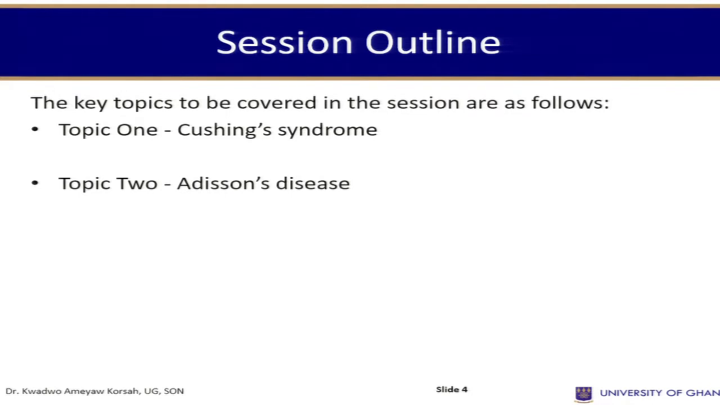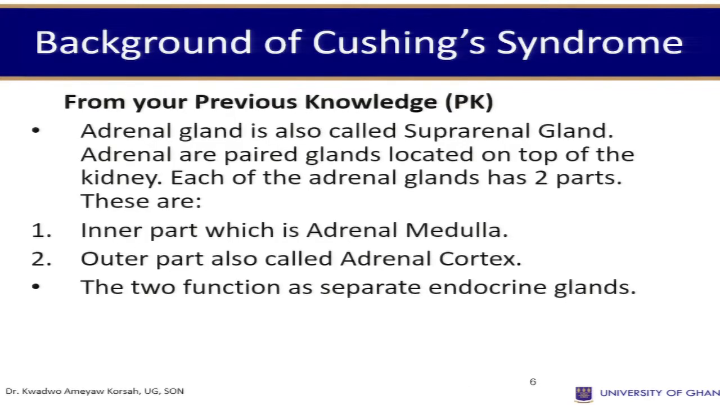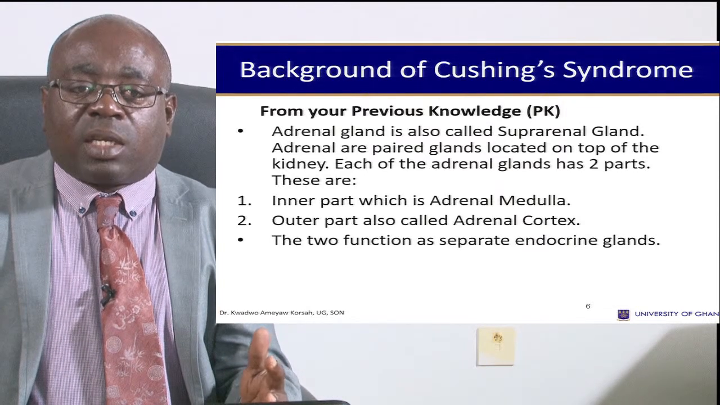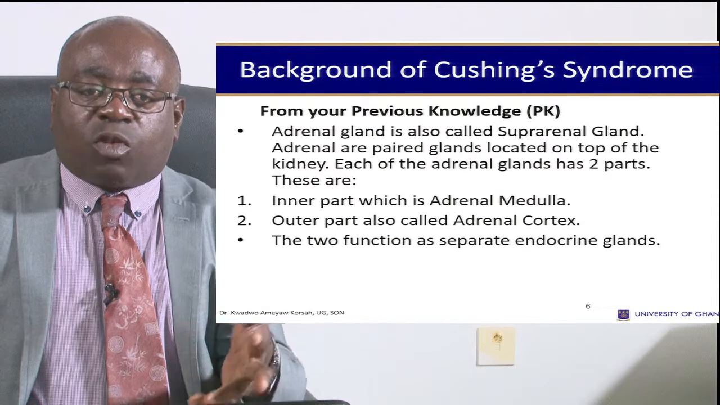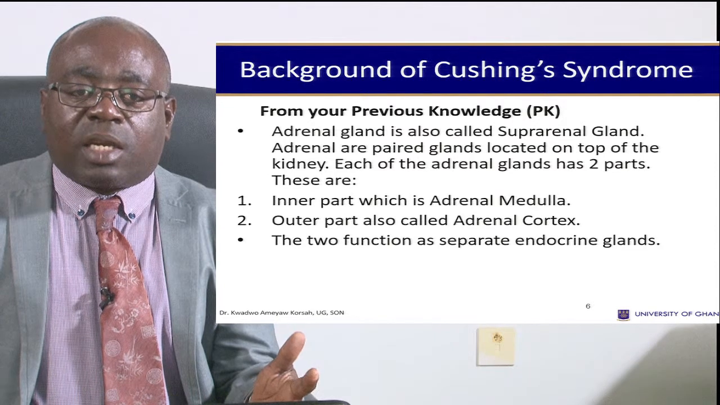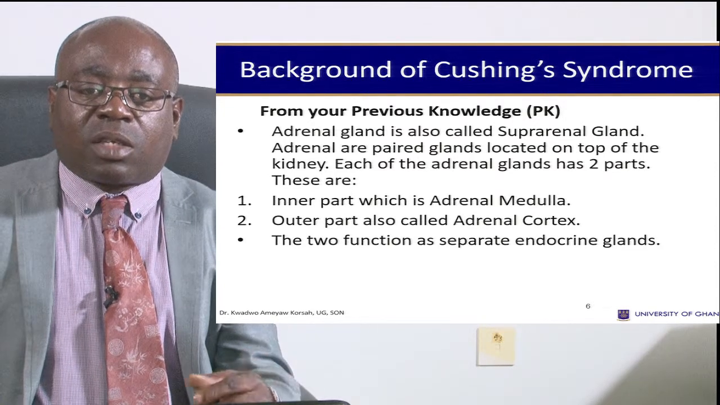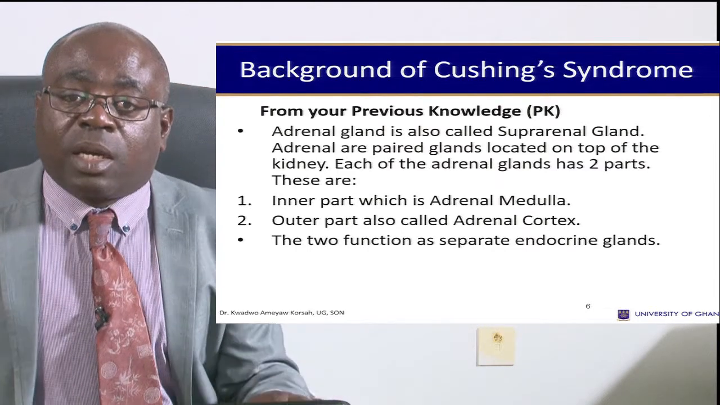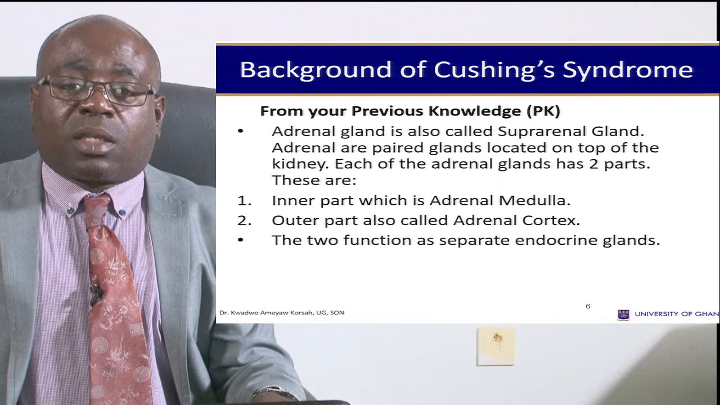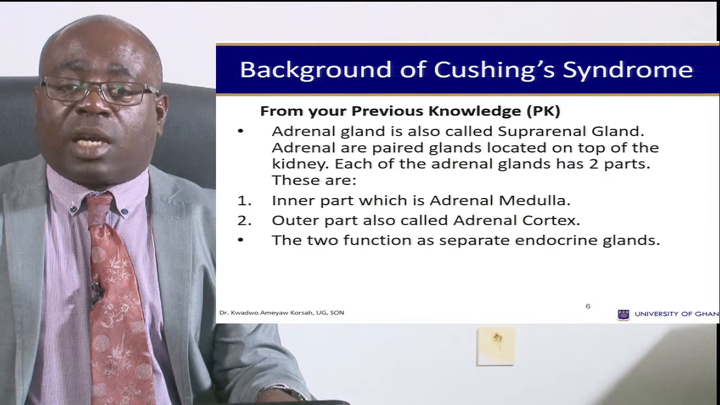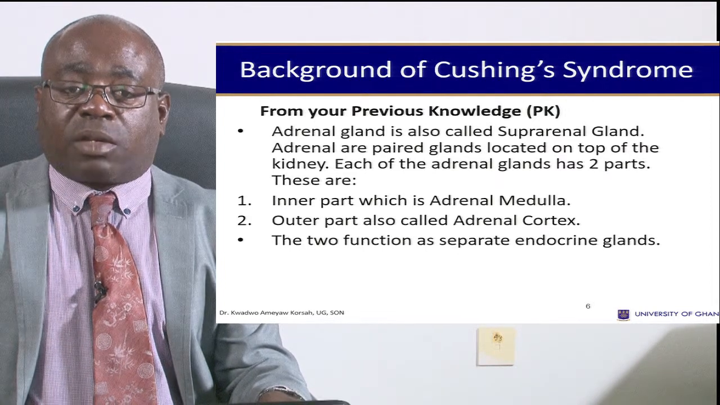So the key topics to be covered in the session are as follows. Now let us look at Cushing's syndrome. I want you to revise your previous knowledge and look at the adrenal gland, other names and where it is situated, and then the functions of the adrenal gland. The adrenal gland is also known as the suprarenal gland. The adrenals are paired glands located on top of the kidneys. Each of the adrenal glands has two parts.